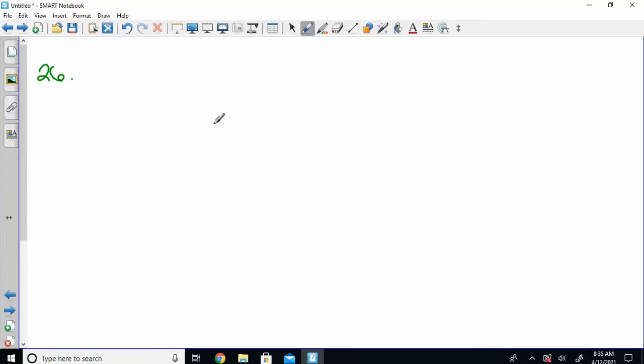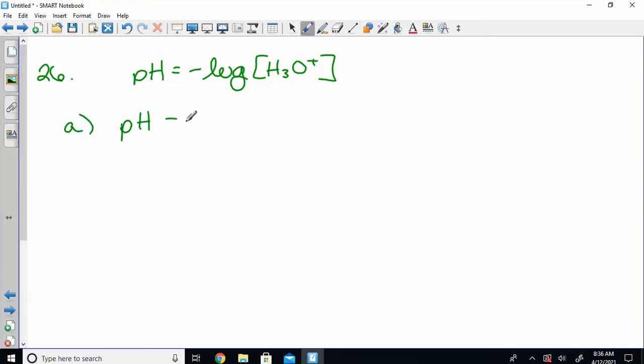So this one was the pH stuff. Again, I would give you the formula on your test. You just have to be able to use it. So part A, I said find the pH, and I gave you the H3O+. So all you are doing is just pushing buttons on your calculator. It's a negative log, and you type in 1.8 times 10 to the negative 4. And if you do that, you should get 3.7.